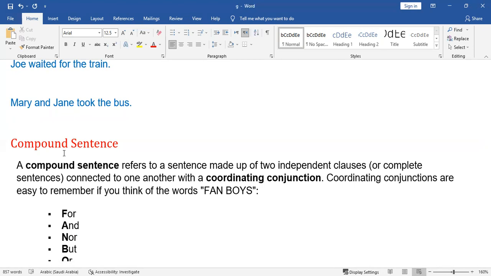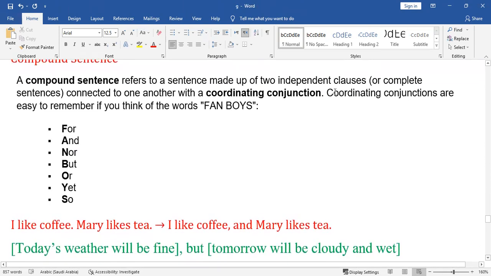تمام؟ Connected to one another with a coordinating conjunction. The coordinating conjunctions are easy to remember if you think of the word FANBOYS, okay? يعني الحروف الأولى من كلمة fanboys هم دمت coordinating conjunctions. يبقى الجملة لما تبقى مربوطة بواحد من coordinating conjunctions دي بنسميها compound sentence. Compound sentence: for, and, nor, but, or, yet, so.